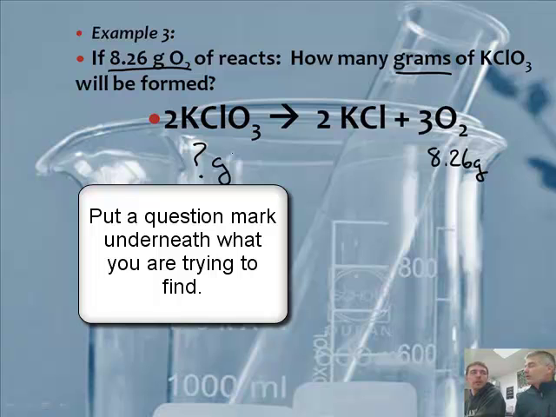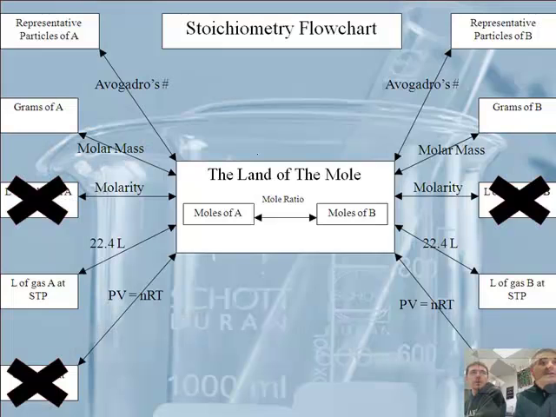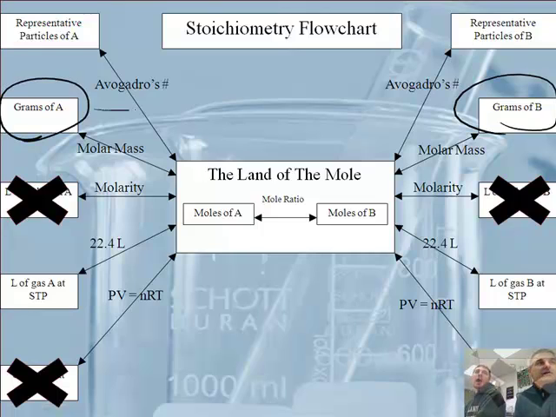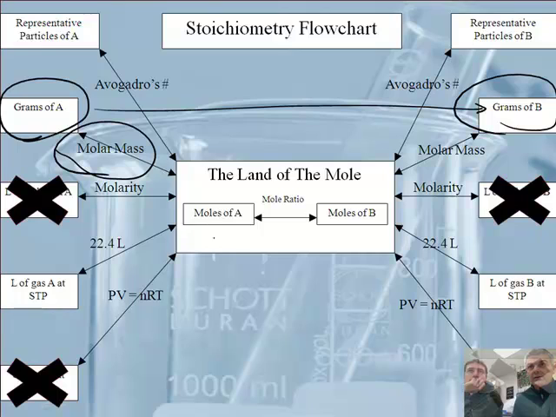So now we should probably go to the mole map. We're starting with grams of A, and we're going to grams of B. So we need to go from here to here, but there's no line. We can't go straight through. We have to go through the land of the moles. So we use the molar mass and we get moles. Then we go from moles to moles, and then we go from moles to grams. So we use the molar mass twice.